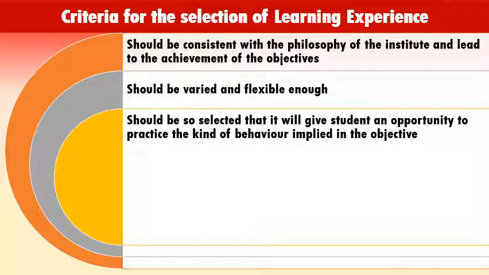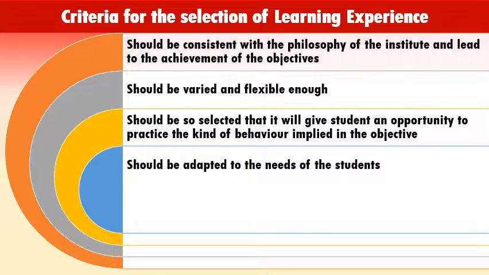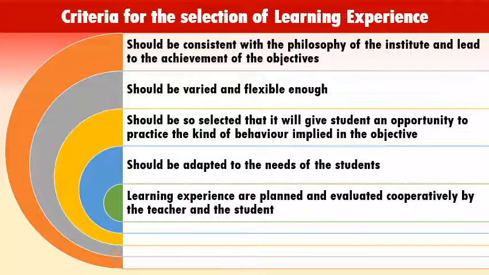Thirdly, it should be selected so that it will give a student an opportunity to practice the kind of behavior implied in the objective. So the expected outcome should be elicited when the student is exposed to any kind of learning experience. Okay, that criteria we have to keep in mind. Whatever is mentioned in the objectives or the outcome predicted at the end of the curriculum implementation, we have to make sure that it is achieved, or the desirable changes in the student behavior are noted, and it should be adapted to the needs of the students definitely, and learning experiences are planned and evaluated cooperatively by the teacher and the students. Okay, this is commonly understood.